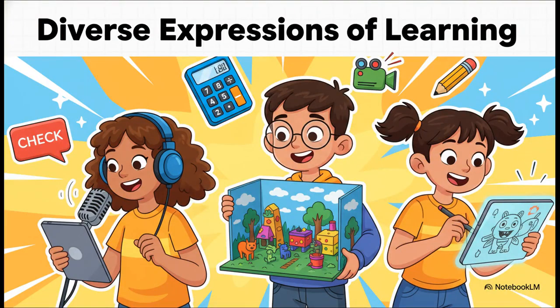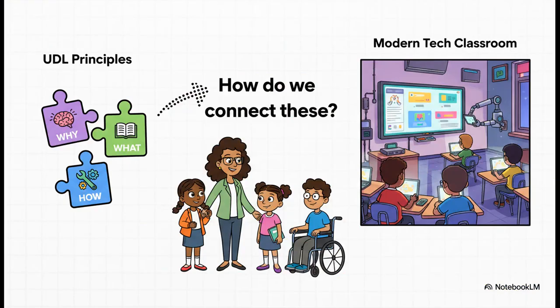So just imagine what this could do for your classroom. Instead of grading 30 identical projects, you could have a student building a model, another one recording a short video, and another group writing a script for a play. You're measuring their knowledge, not just their writing skills. The possibilities are, well, pretty much endless. All right, so that's the blueprint in a nutshell: the why, the what, and the how.